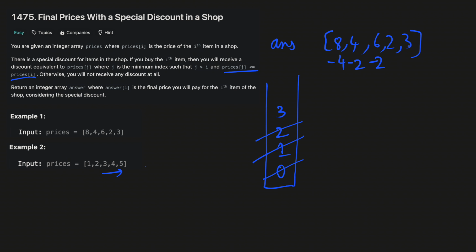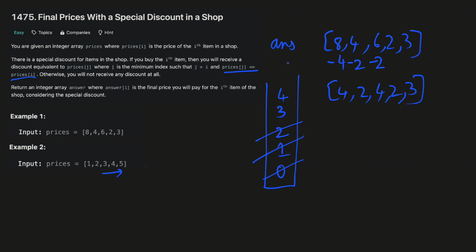Then the next element we see is 3 and 3 is more than 2. So it cannot be used as a discount. So we will push the index of 3, that is 4, onto the stack. And now we are done with all the elements in the prices array. And our final prices will be 4 2 4 2 3.